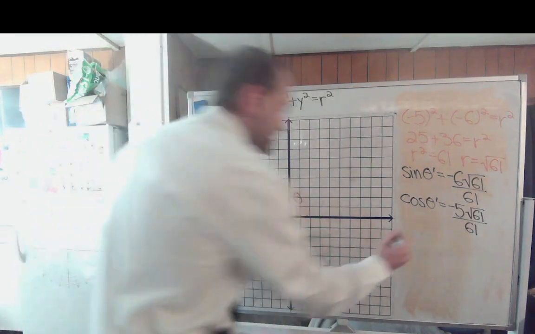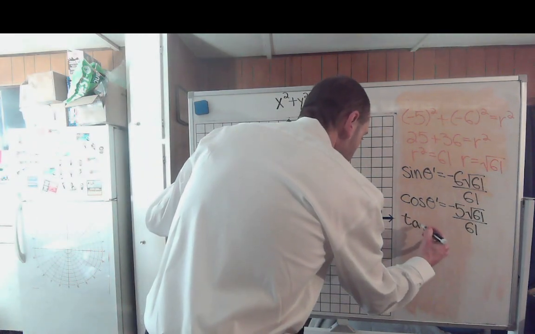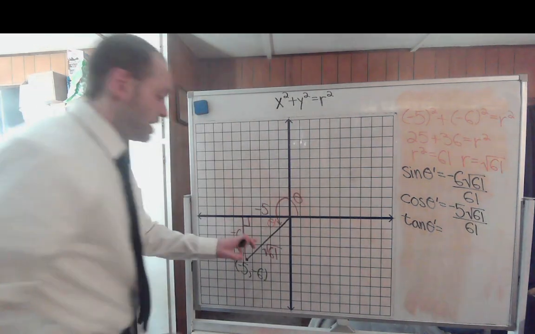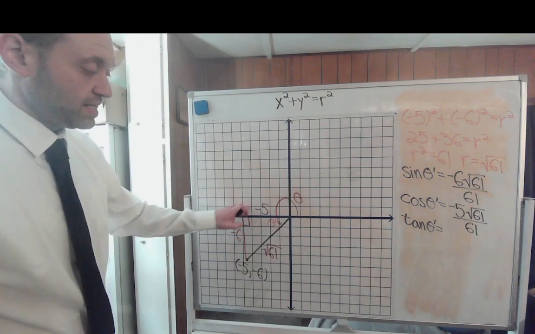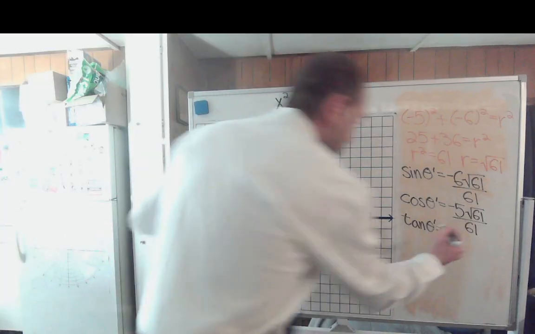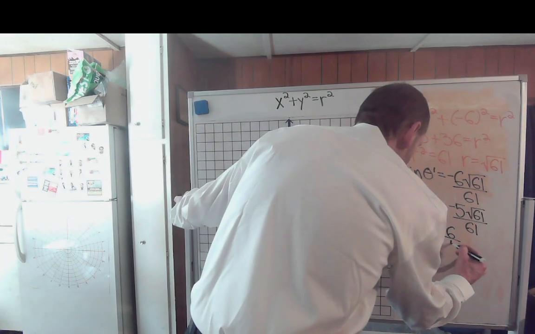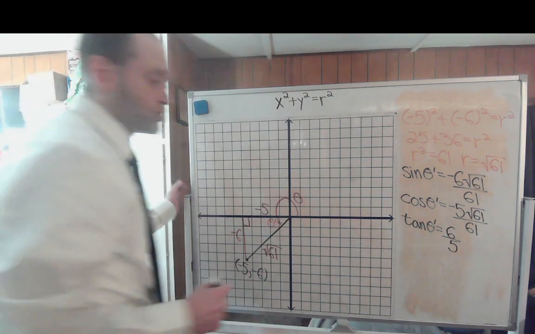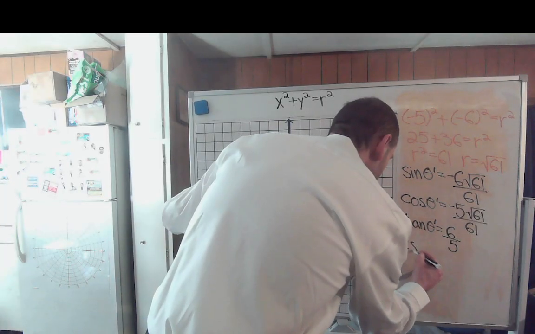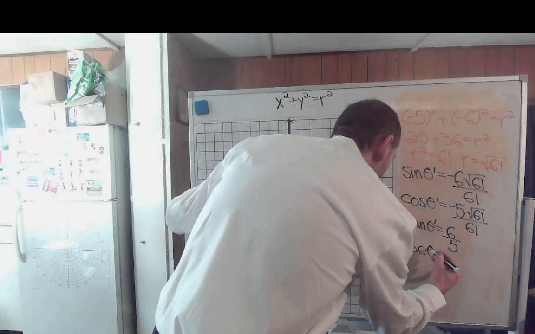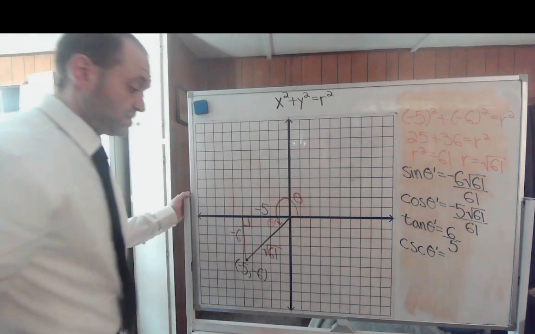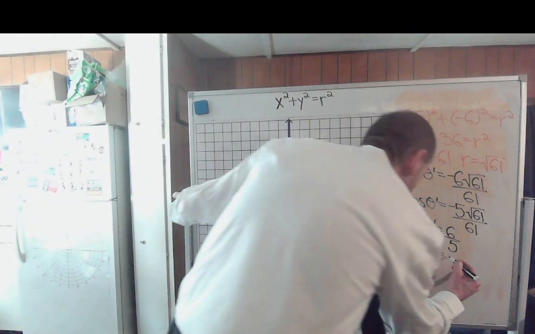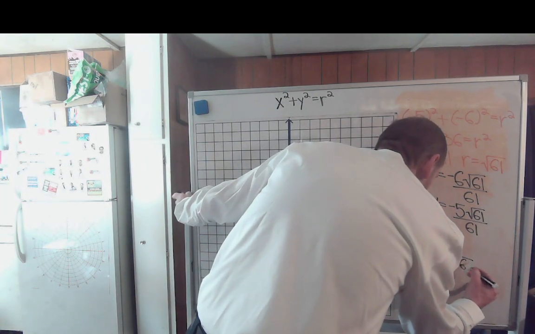Alright, so now let's find the tangent. The tangent of theta prime is the opposite over the adjacent, so negative 6 over negative 5 gives you positive 6/5. So the tangent's actually positive since it's in the third quadrant. Let's find the cosecant of theta prime. The cosecant is the hypotenuse over the opposite side. You would end up getting negative square root of 61 over 6.